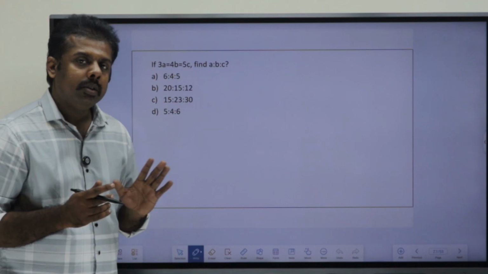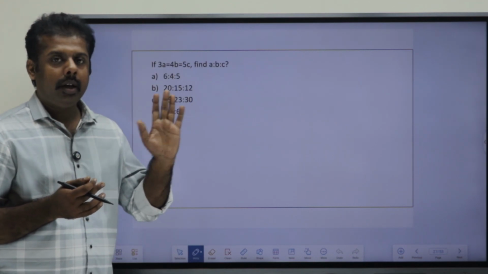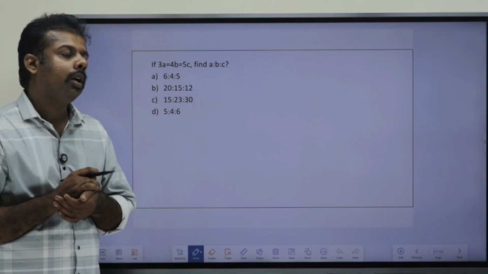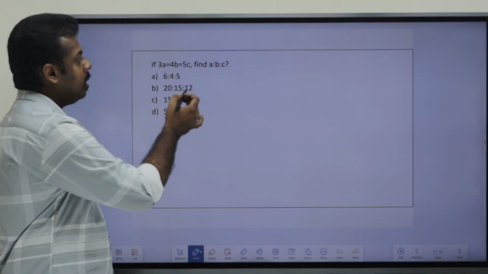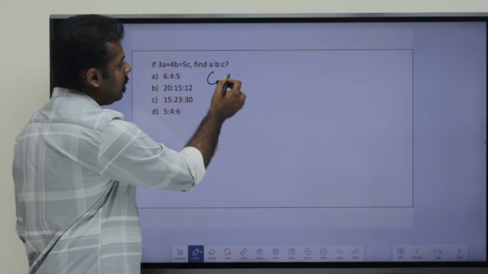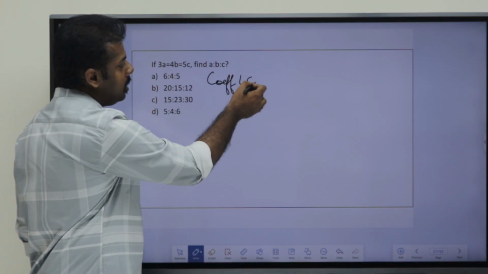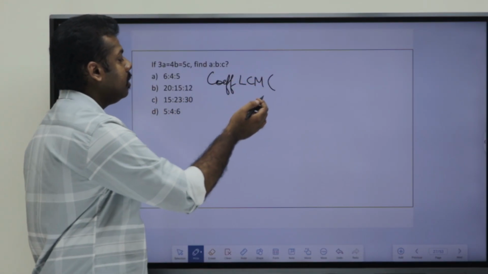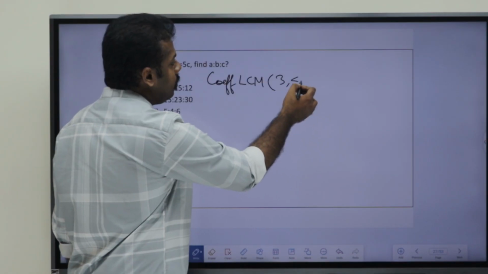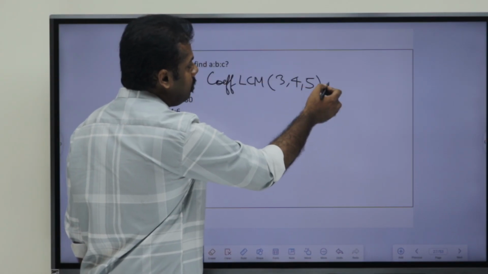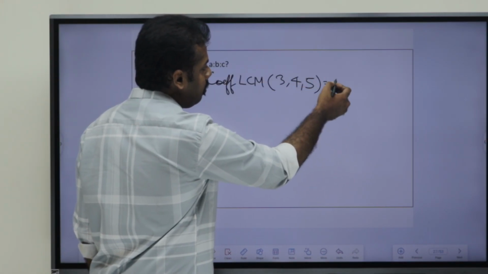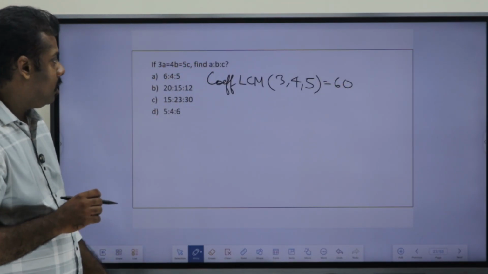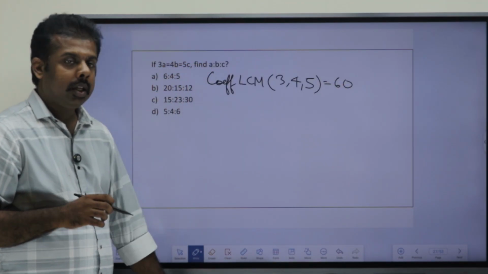Same question, so just try and pause the video and try it, then try to just see the solution. Now same process. What were the conditions here? First step was take the LCM of the coefficients. So here our coefficients are 3, 4 and 5. Taking the LCM, what are we going to get? LCM of 3, 4 and 5 is 60. Now the second step was equate every term with the LCM.